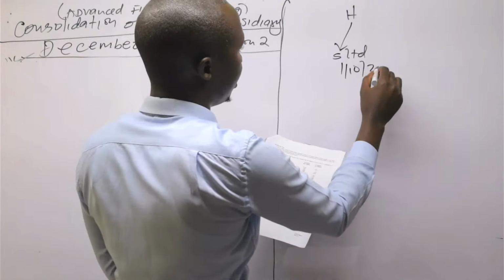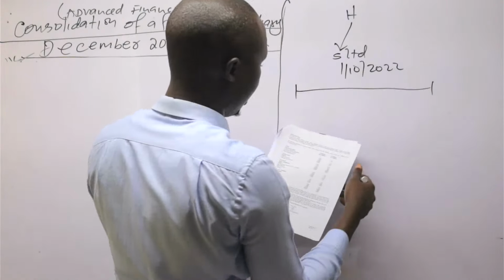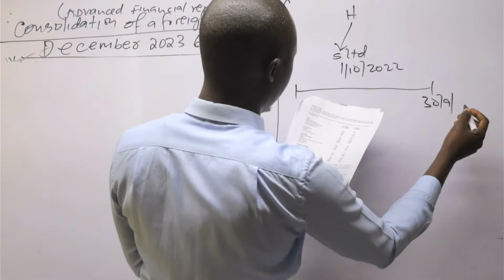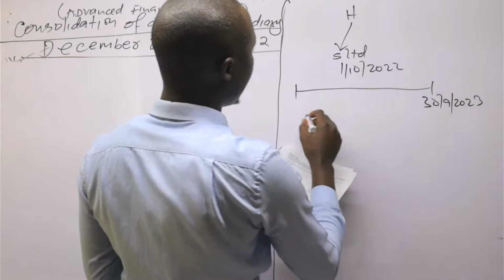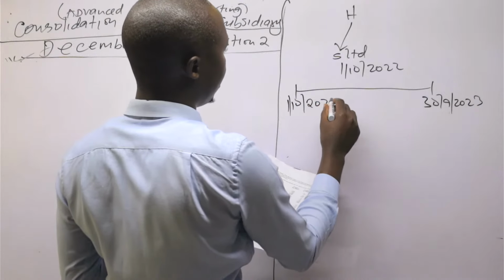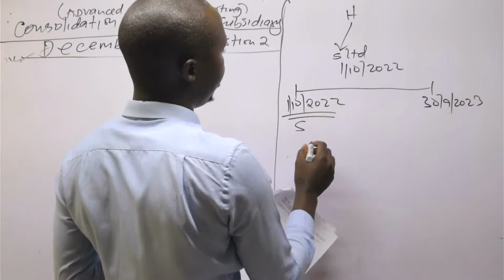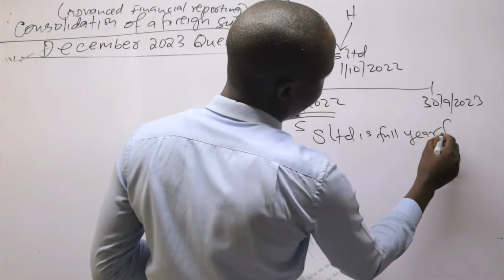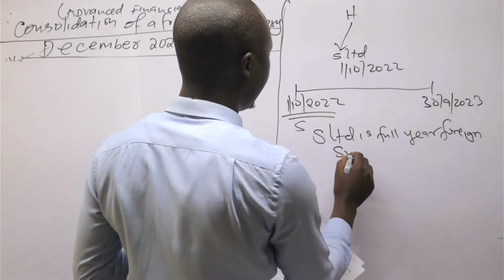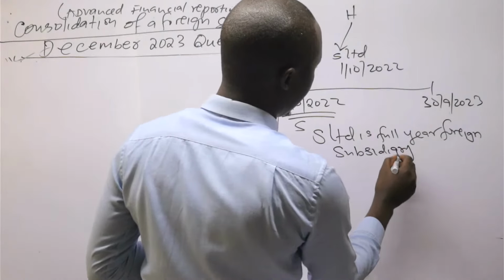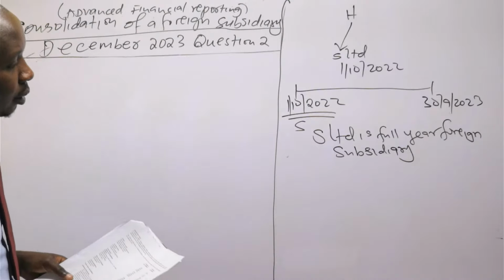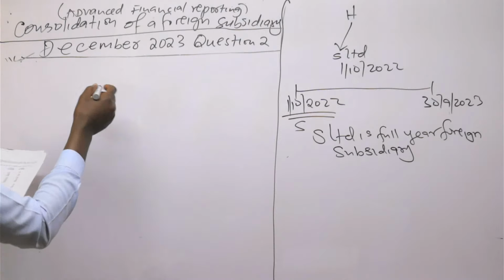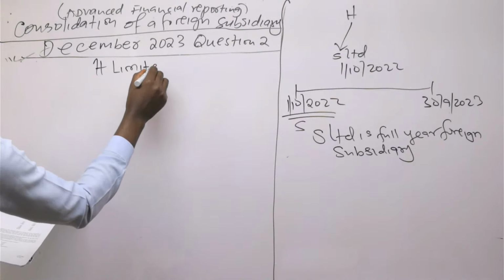So 1st October 2022. So when does our financial year end? Our financial year ends on 30th September 2023, and it starts on 1st October 2022. S was acquired here, so S Limited is a full year foreign subsidiary. That is the case. So we can do the presentation of that next.